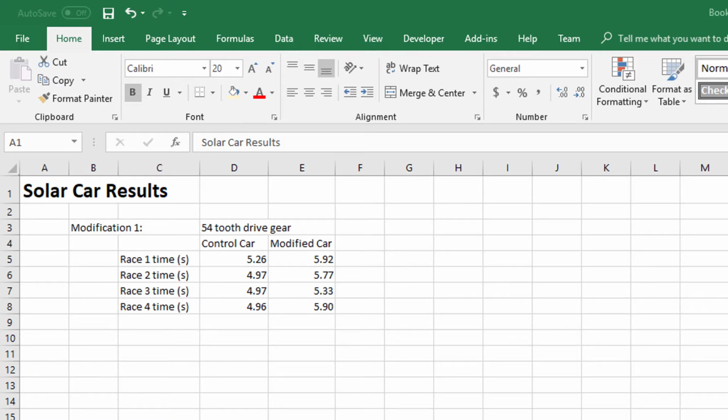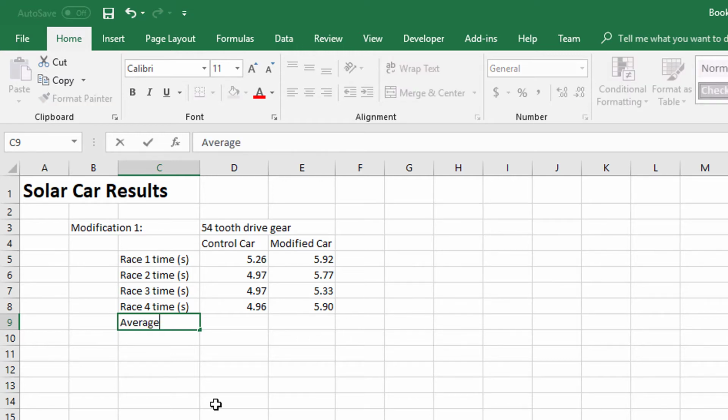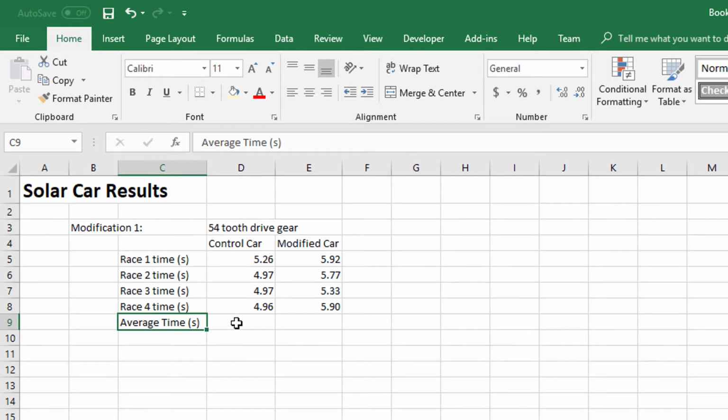The next thing I want to do is have another row under here which has the average time. So I've done all these races and I've worked out how fast my car is going for each race, but what's the average time for all of those races? So let's write average time, and again that's in seconds. Hit enter. Oh, that's gone over. I'm going to make that a little bit wider again, fix that up. Now what I could do is get out my calculator and go 5.26 plus 4.97 plus 4.97 plus 4.96. I could add them up and then divide by 4, and that would give me my average, my mean. However, I can do that more quickly.